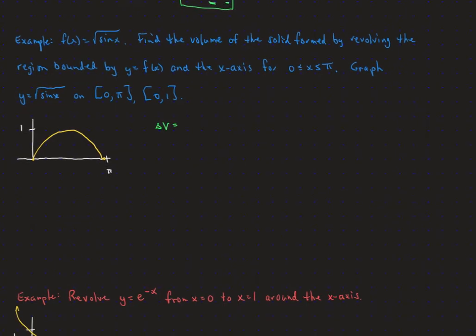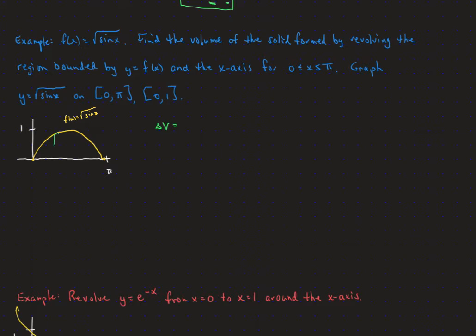Okay, so let's look at an example. Here we can see f of x, and that's supposed to be this curve here in the yellow. So that's our f of x equals the square root of sine x. And we want to find the volume of the solid formed by revolving that region about the x-axis from 0 to pi. If you want to see what this looks like on your graphing calculator, you can choose 0 and pi to be the x-min and x-max, and 0 and 1 to be the y-min and y-max.